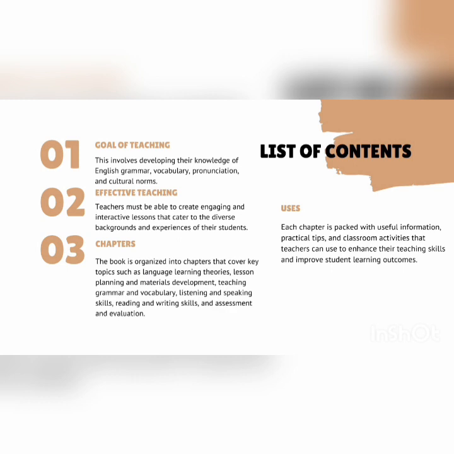The chapters. The book is organized into chapters that cover key topics such as language learning theories, lesson planning and materials development, teaching grammar and vocabulary, listening and speaking skills, reading and writing skills, and also assessment and evaluation. The uses of these chapters are: each chapter is packed with useful information, practical tips, and classroom activities that teachers can use to enhance their teaching skills and improve students' learning outcomes.